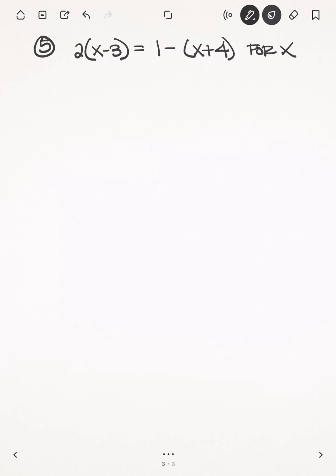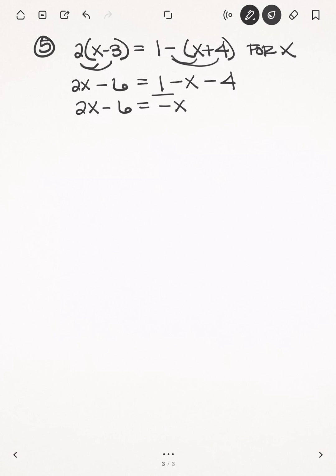Okay, let's work it. We distribute right here, we get 2x. Distribute here, we get -6. Equals 1. We're going to distribute the negative. You can think of it as, hey, I'm multiplying by -1, or what is the opposite of a positive x? It's -x. And the opposite of a positive 4 is -4. Okay, now collect like terms. This side is already simplified as far as I can go, and on this side I have -x, and 1 minus 4 would be -3.